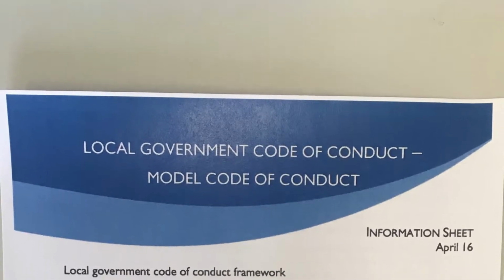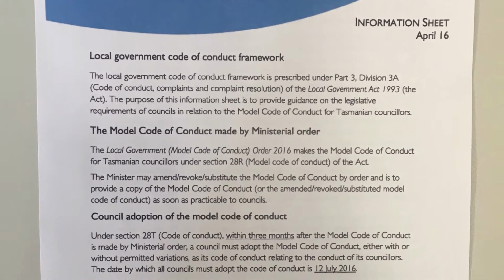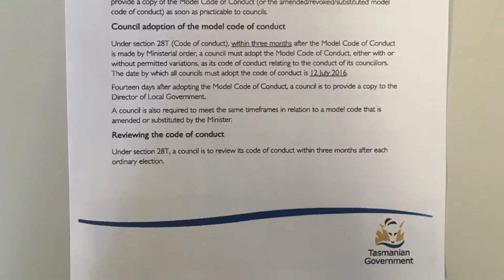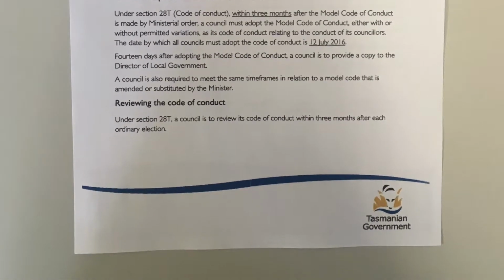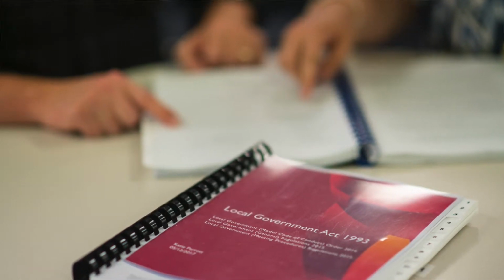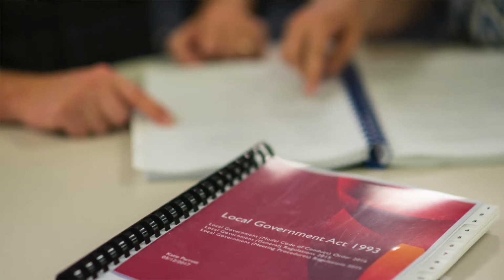In 2016, the Tasmanian Government introduced a new statewide Code of Conduct framework for local councils under the Local Government Act. The framework has recently been reviewed and a number of changes are currently being made in response to a range of stakeholder feedback. The Act provides that councils must adopt a model code of conduct which councillors must comply with when acting in their capacity as councillors.